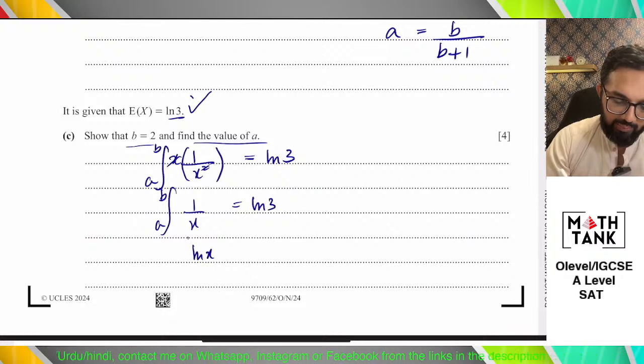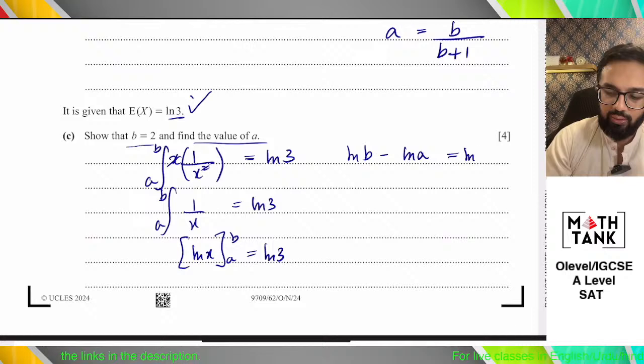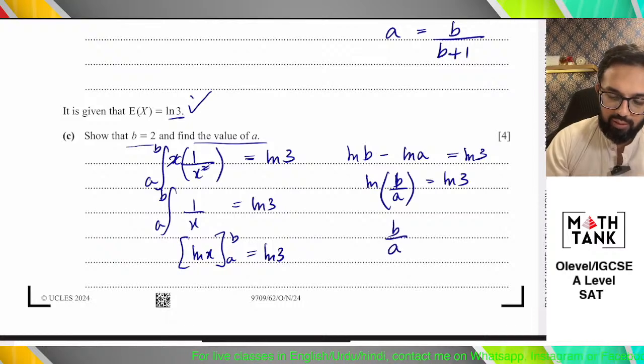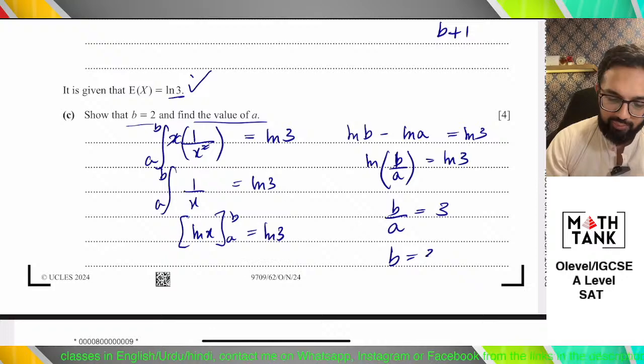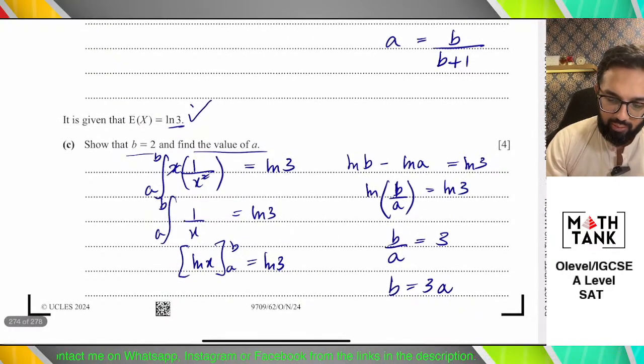The ln x with limits equals ln 3. The ln b minus ln a equals ln 3. ln of b over a equals ln 3. And b over a should equal 3. B equals 3a.